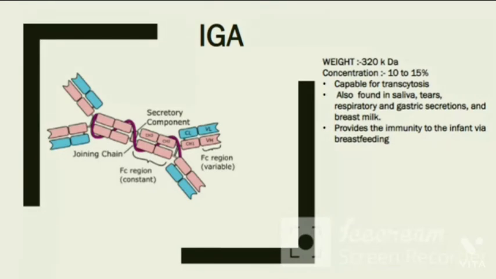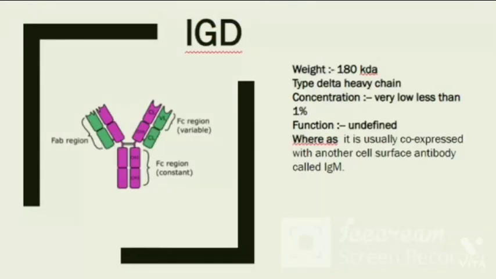Moving to the next antibody, that is IgD. IgD is here on our screen. Its structure is also very simple like the other antibodies. It also has an FC region and an FAB region. If we talk about the weight of IgD, it is 180 kilodalton and it has a delta heavy chain. And the concentration, that is the amount of IgD inside the human serum, is less than 1%. It is present in very low quantity inside the human serum.